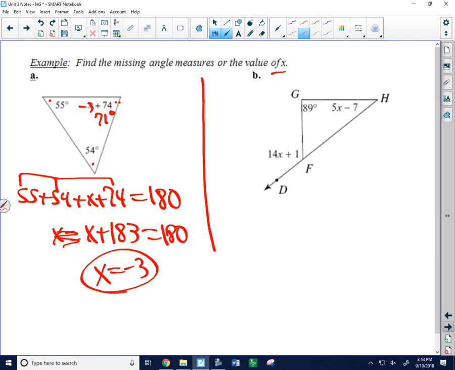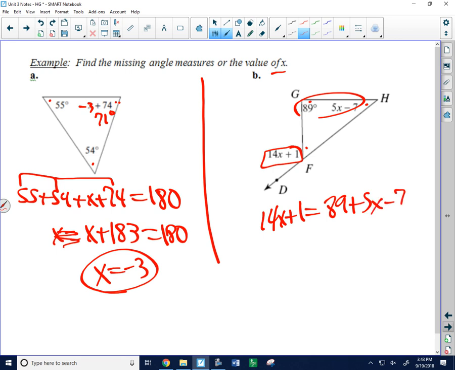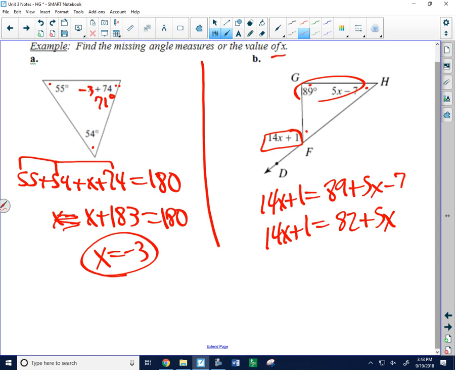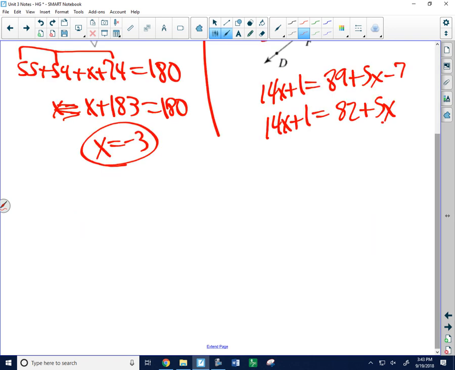And then B, okay, these are not the 3 angles in the triangle, so I can't sum to 180. But this is an exterior angle, and these are the 2 remote ones. So the exterior angle equals the sum of the 2 remote interior angles. So I'm going to combine like terms on the right side of the equation to get 82. 89 minus 7. Then, subtracting 5x will have 9x. And subtracting 1 will get 81. And then dividing by 9.